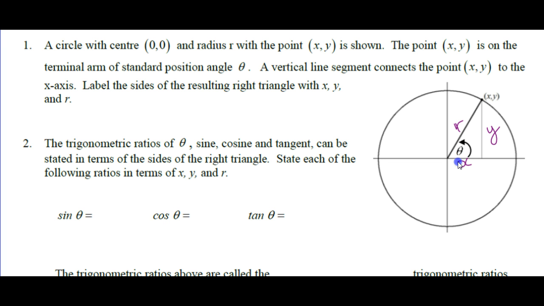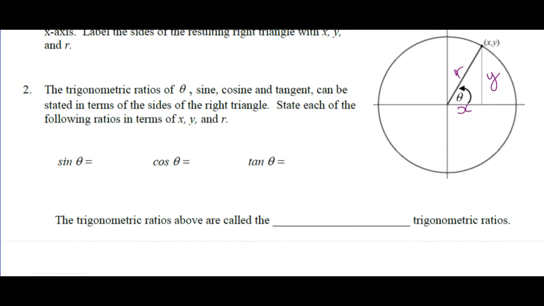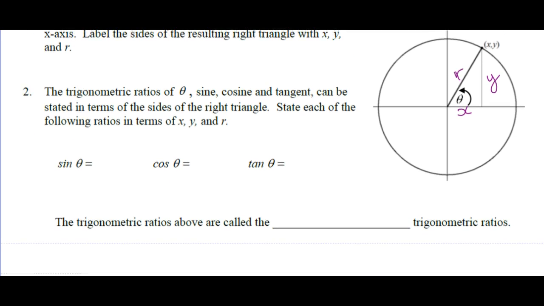The trig ratios of theta, sine, cosine, and tangent, can be stated in terms of the right triangle. State each of the following ratios in terms of x, y, and r. Sine theta is opposite over hypotenuse, which is y over r.